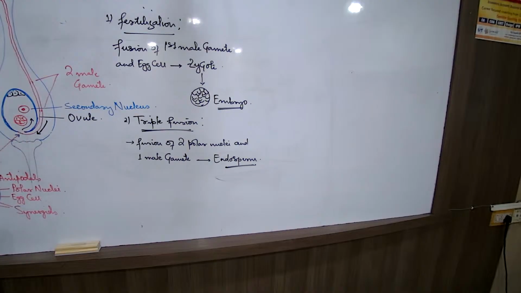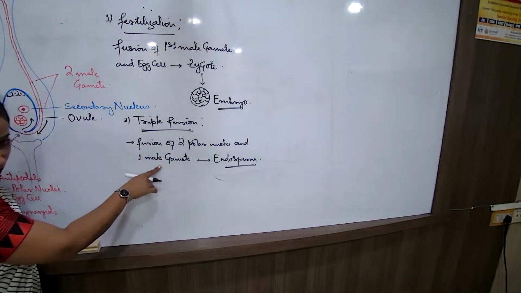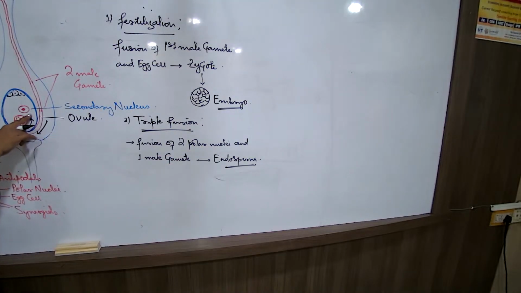Now when we are talking about this secondary nucleus, the secondary nucleus will fuse with one more male gamete, resulting in the formation of an endosperm.